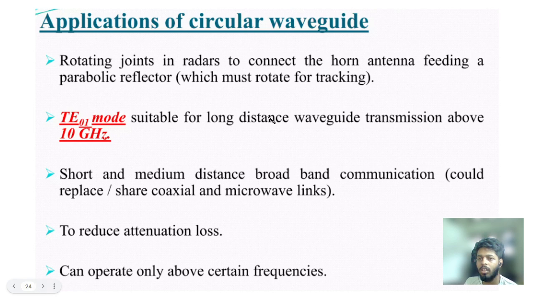Let us see some applications of circular waveguide. Rotating joints in radars to connect the horn antenna, feeding a parabolic reflector. TE01 mode suitable for long distance waveguide transmission above 10 GHz. Short and medium distance broadband communication to reduce attenuation loss can operate only above certain frequencies.